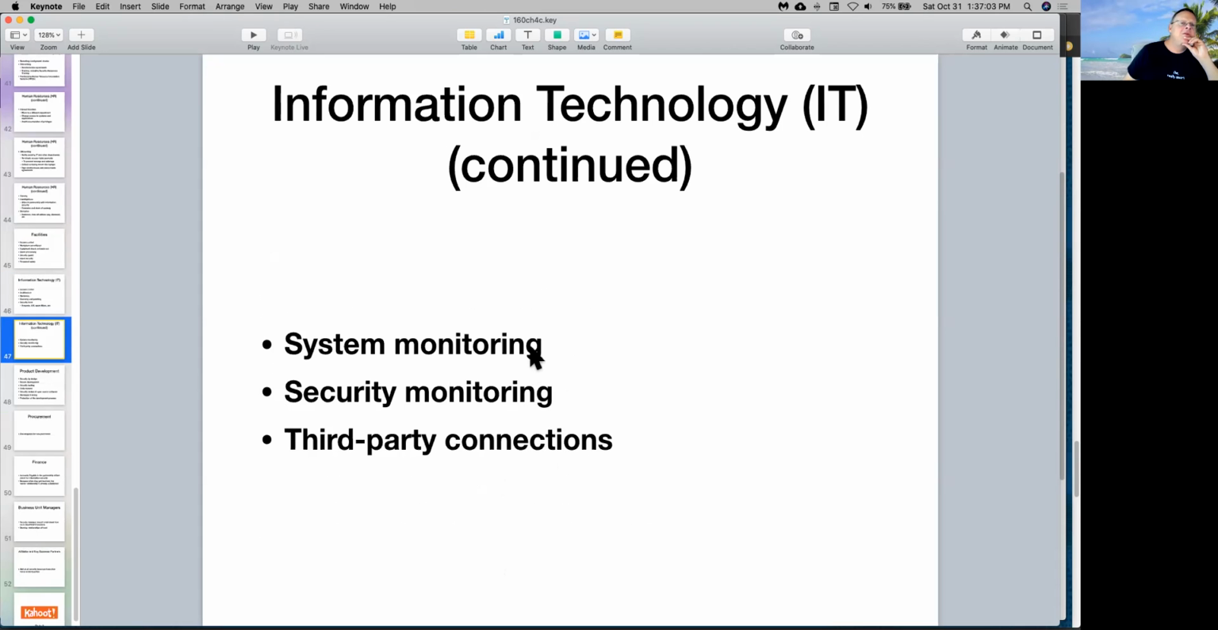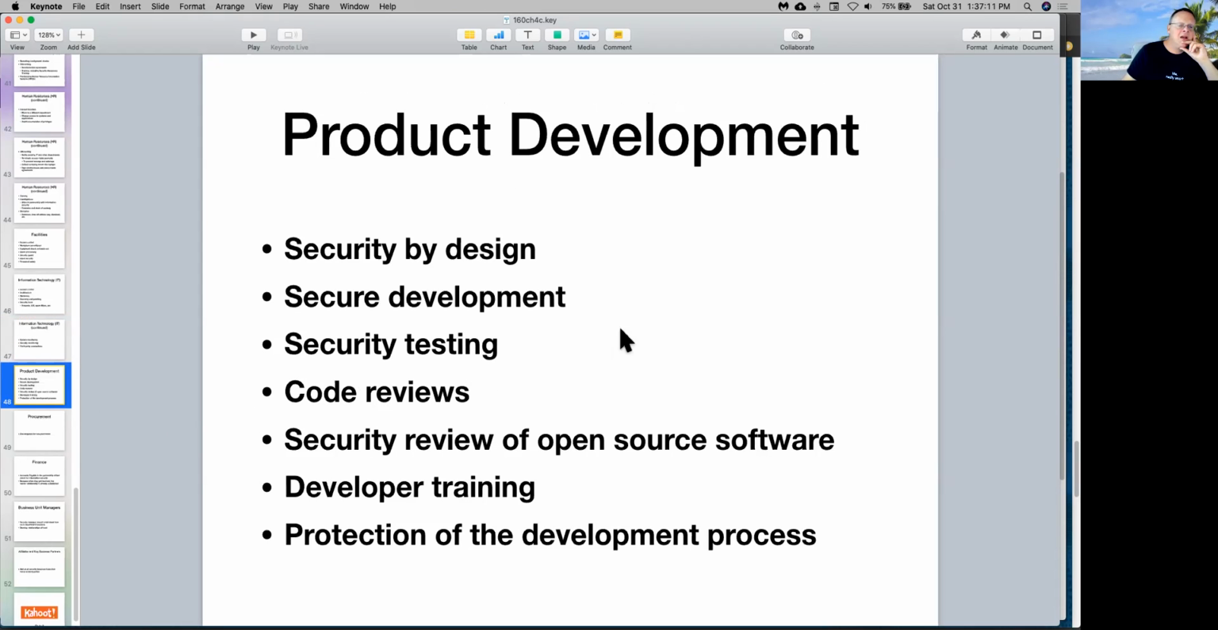Monitoring systems for security flaws, monitoring them for violation of policy, and monitoring third-party connections. And then when you're developing your product, you often develop products with security flaws. And so there is a thing called secure development process, largely championed by Microsoft, that had enormous security problems and then gradually developed a better system and became much better. So you have code reviews, security review of the open source software you're using, training of developers to limit the mistakes they make, and then protection of the development process so that people are not allowed to poison your internal supply chain, which has happened.